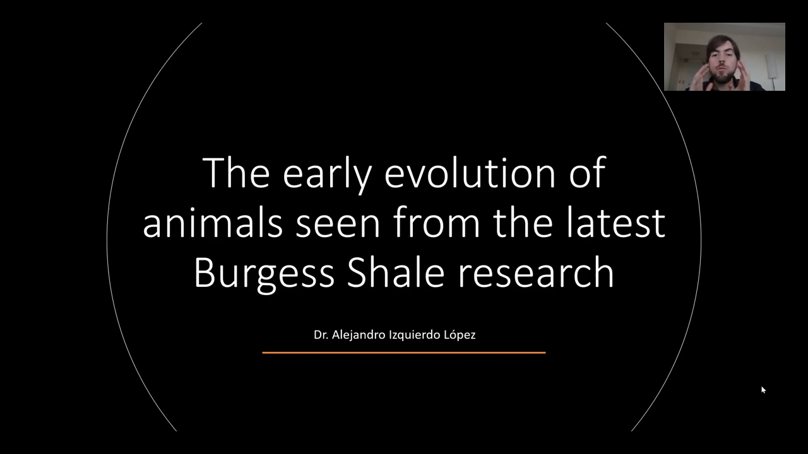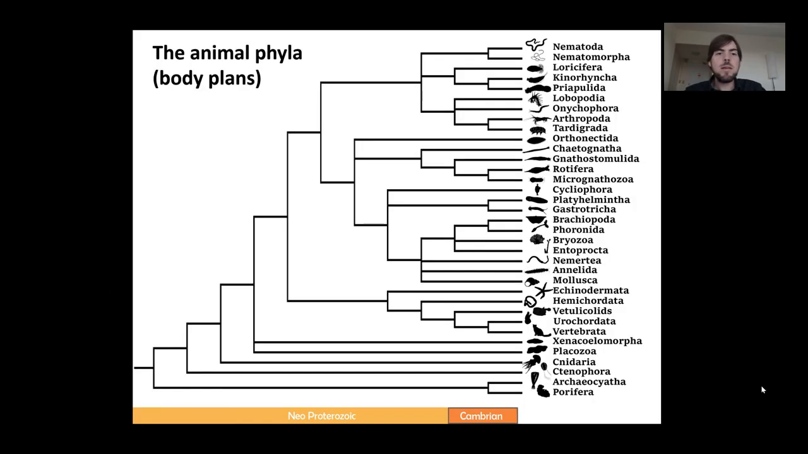So now I'm going to merge both of these lectures together and talk about the early evolution of animals as seen from the latest Burgess Shale research. I'm going to go through every single group of animals and see how the Burgess Shale gives us new information about how they first evolved. So let's start with a graphic of all the animal phyla.